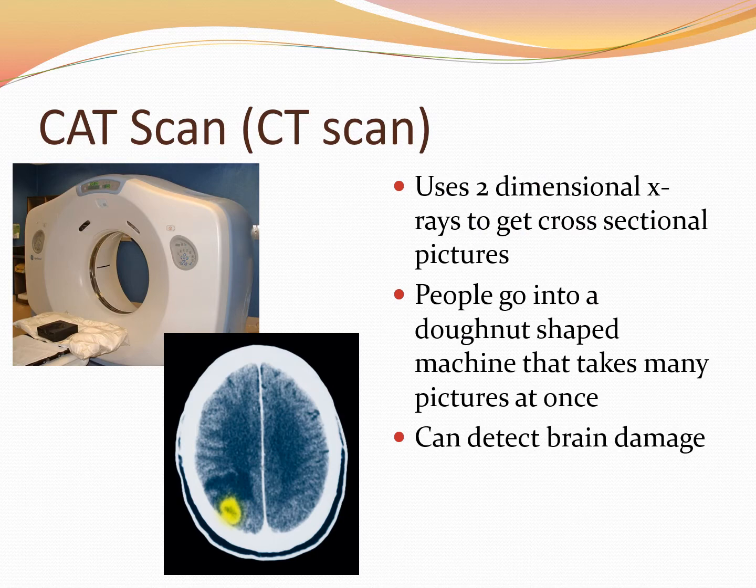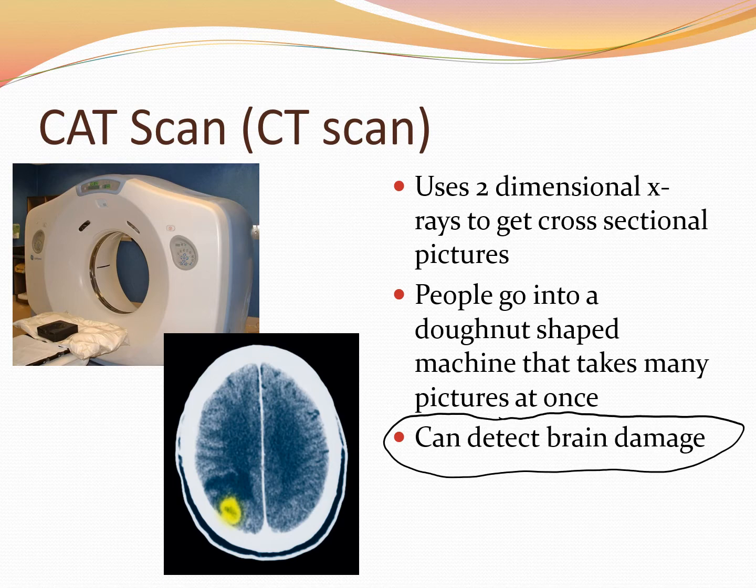The CAT scan or the CT scan. Some of you guys might have even had this before. What this is, you use a two-dimensional X-ray machine to get a cross-sectional picture. You kind of go into this donut-shaped machine that takes many pictures at once. The key thing, at least when we reference brain with these machines, is we use it to detect brain damage. So that's an important thing to know for the CAT scan.